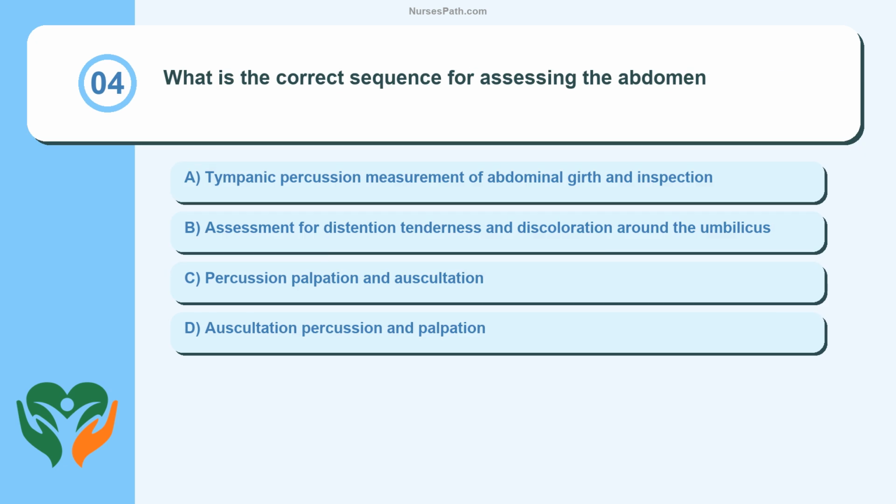Question 4. What is the correct sequence for assessing the abdomen? Tympanic percussion, measurement of abdominal girth and inspection. Assessment for distension, tenderness and discoloration around the umbilicus. Percussion, palpation and auscultation. Auscultation, percussion and palpation.